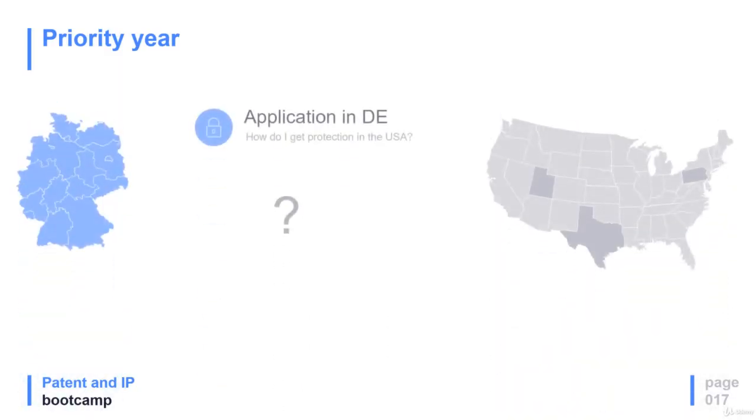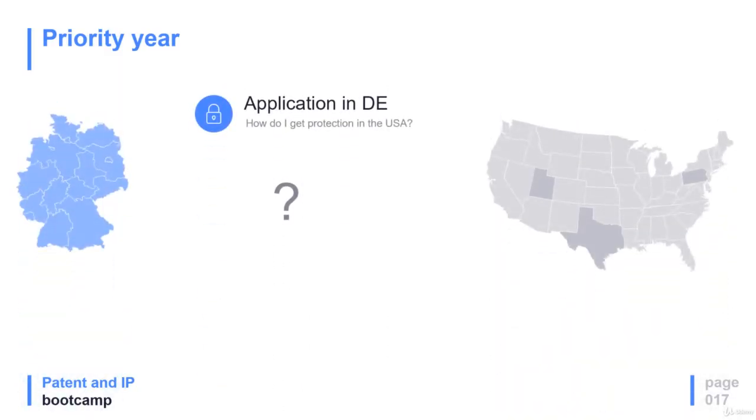Then we will also talk about how you can extend your protection to further countries. For example, if you have an application in Germany and then you want protection in the USA.